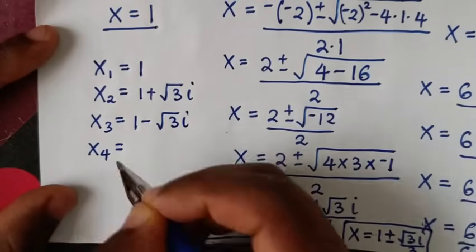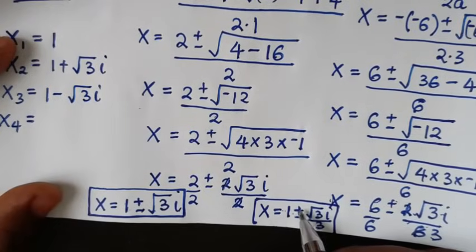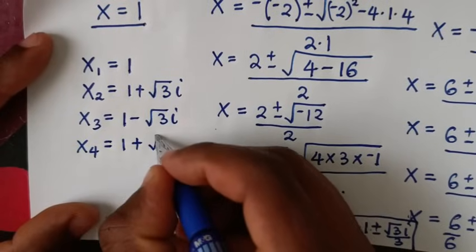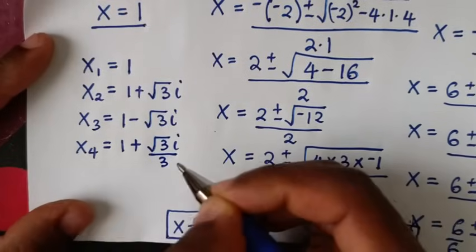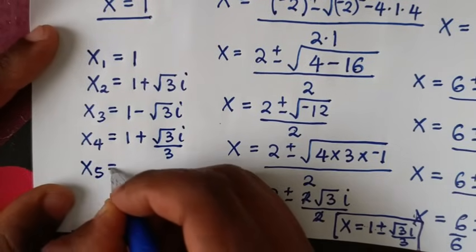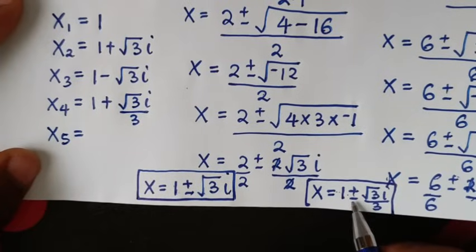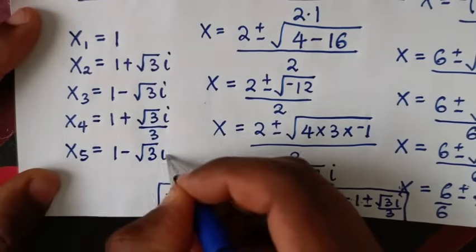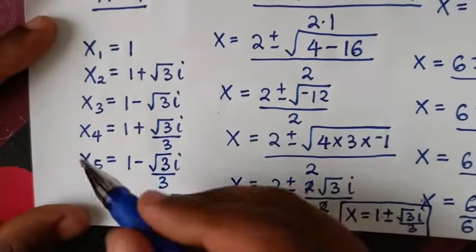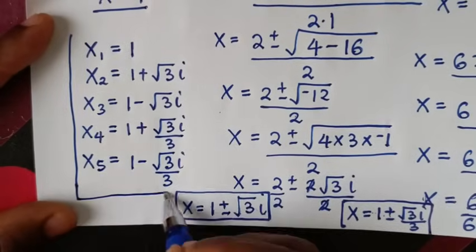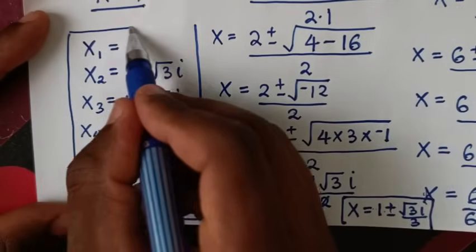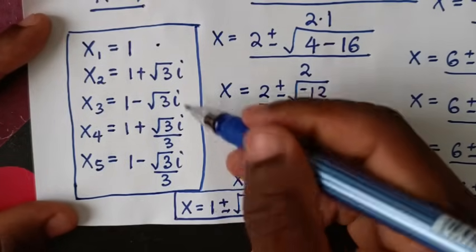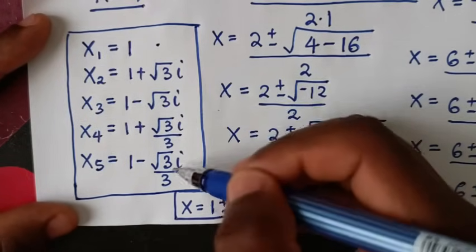The fourth value of x is equal to, for this solution here, 1 plus square root of 3 i over 3. So here 1 plus square root of 3 i over 3. The fifth value of x is equal to, when it is negative, 1 minus square root of 3 i over 3. So here 1 minus square root of 3 i over 3. Therefore these are all the values of x in this problem, where we have one real solution, which is 1, and these 4 complex solutions, because they have i's.